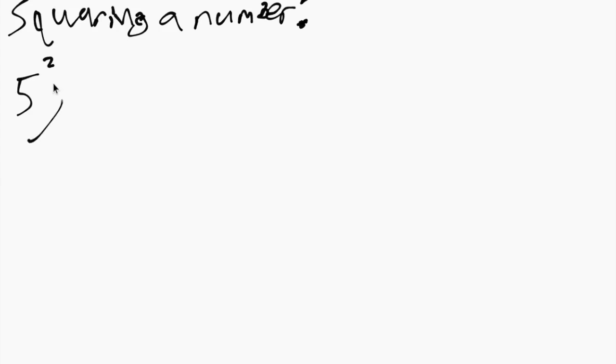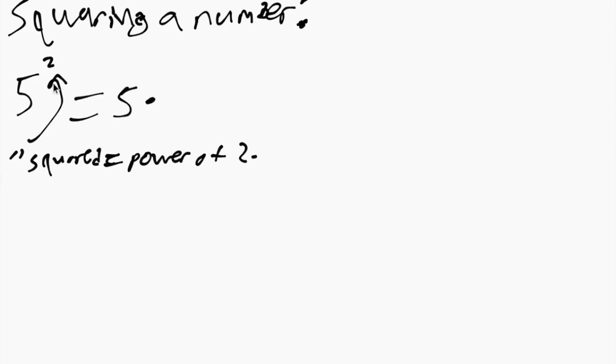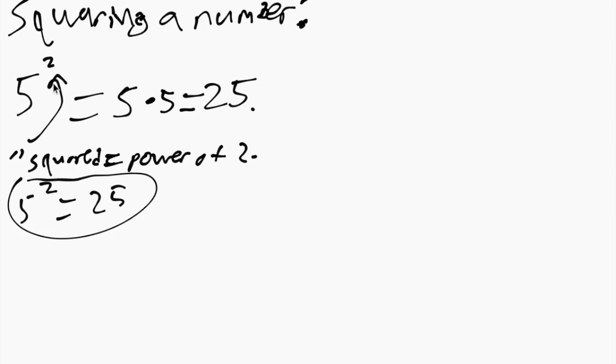So, for example, if you have 5 squared, the tiny 2 at the top is the exponent. And if we have a 2 as the exponent, we call it squared. Squared equals power of 2. And now, 5 times 5, as you probably know, is 25. And 5 squared is 5 times 5. 5 squared equals 25. And that is our answer.